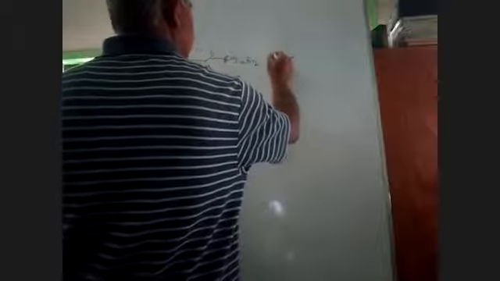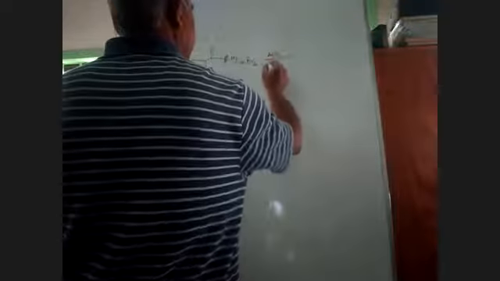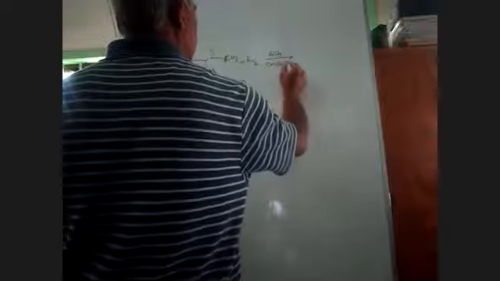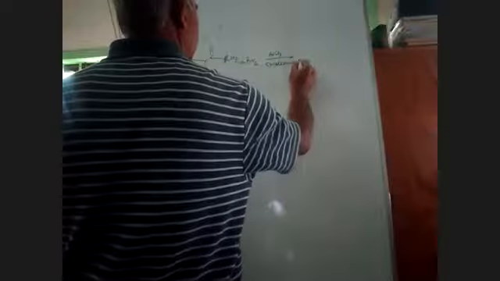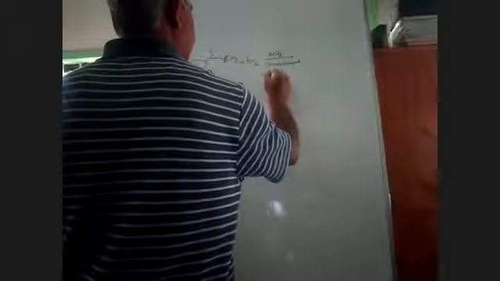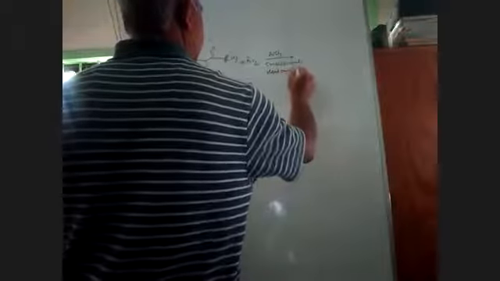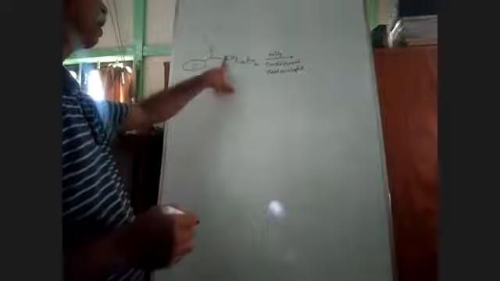Now, this you can control. You have taken a small amount. Okay? And heat and light. Bromine will go here.